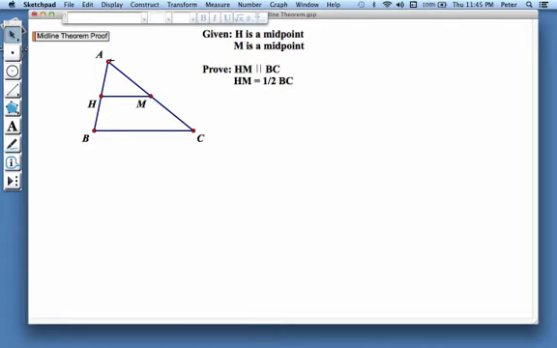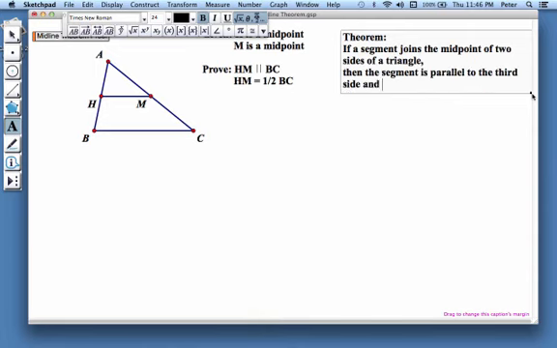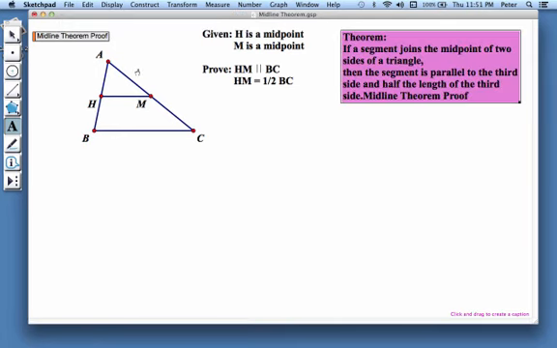So here's what we're given. A triangle, ABC, and the midpoints of two of the sides, so midpoint H and midpoint M. And the theorem reads like this. If a line joins the midpoints of two sides of a triangle, then that line is parallel to the third side and half the length. So let's take a look at the proof.